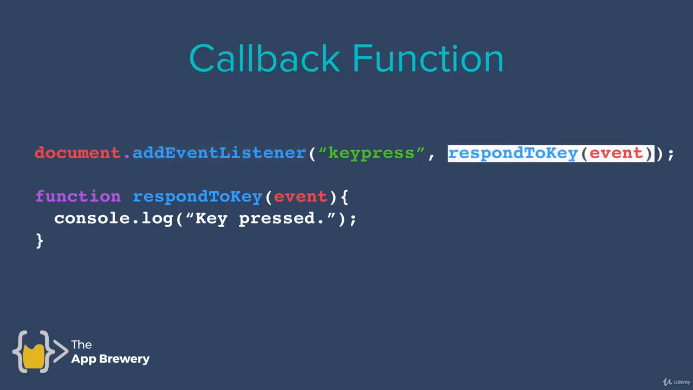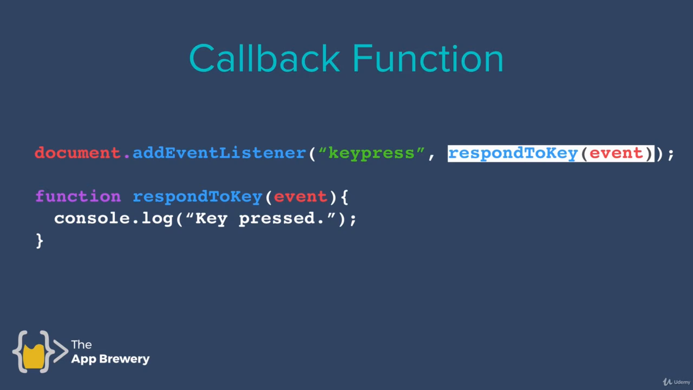Well, this is actually called a callback function because it allows us to wait for something to finish happening, for example, waiting for a click event, and then the callback function gets called back and executed. So previously, when our button detects a click, it calls the callback function. And in this case, when the document or the entire web page detects a key press, then the document will call this function respond to key.